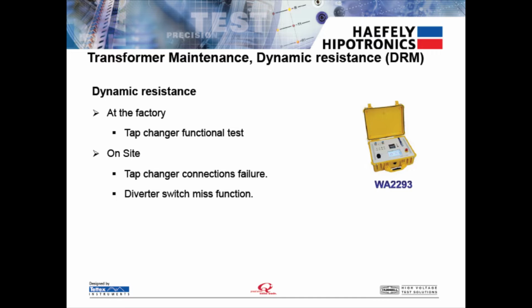So we recommend dynamic resistance testing on transformers so that you're able to see what the tap changer functionality is, that there is no resistance when the tap is changing automatically. When on site, you are looking for tap change failure when the transformer is switching from one tap to another.